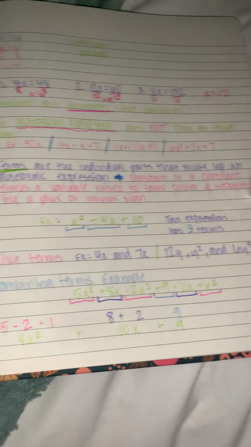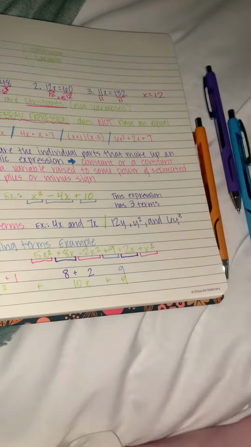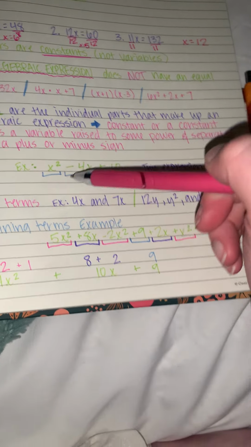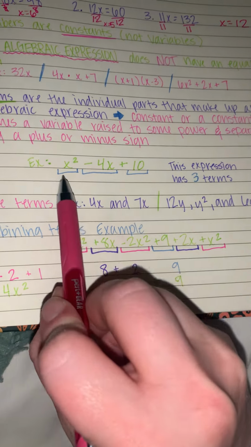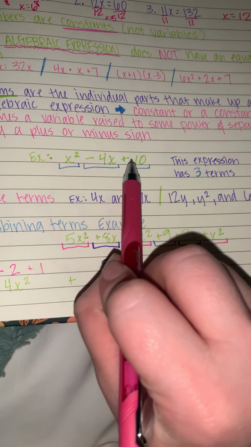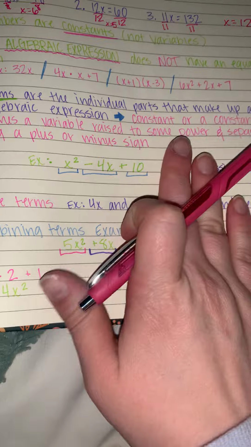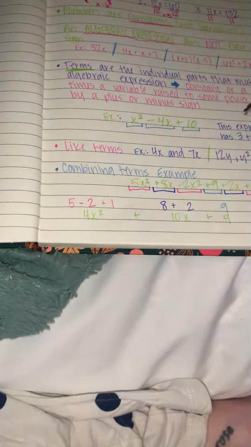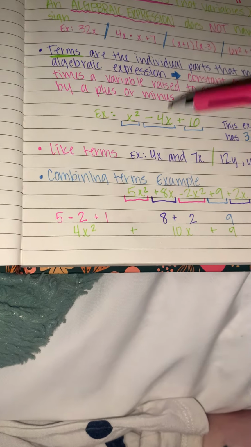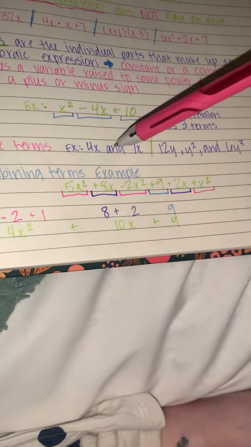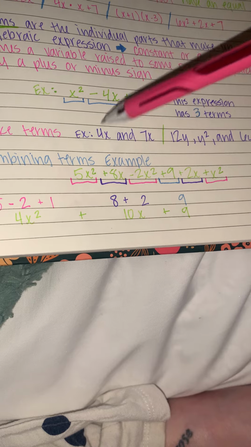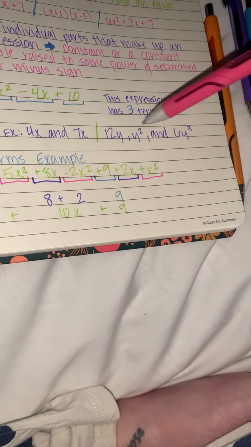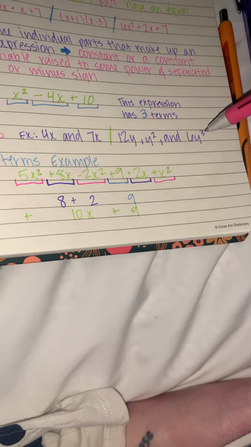I wrote that down because I felt like it was very important, but I was having a hard time wrapping my brain around it. But basically, it's this. This here is 3 terms. You have your x squared, your x, and then you have the regular value by itself. So that's 3 terms. And then here they're talking about like terms. So that's just things that, see, they both have 1x. And these are like terms because they all have a y.